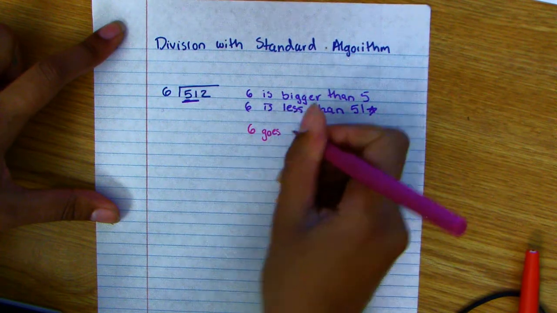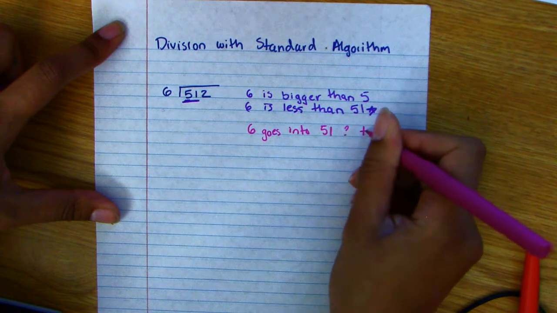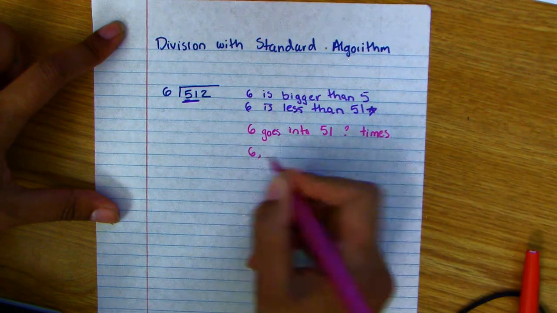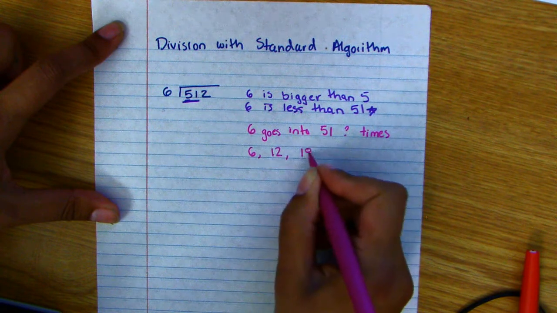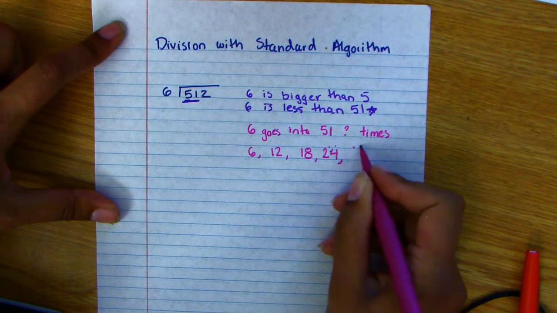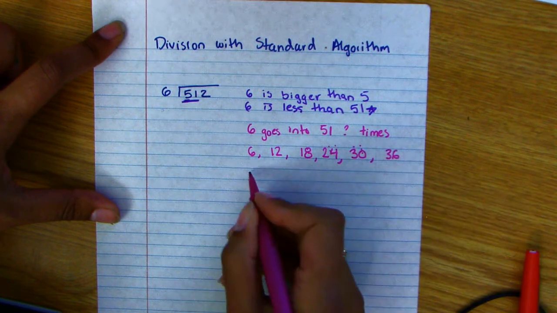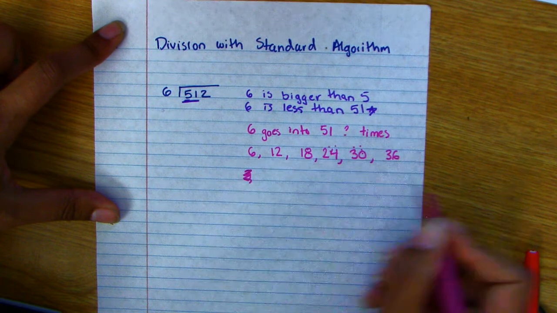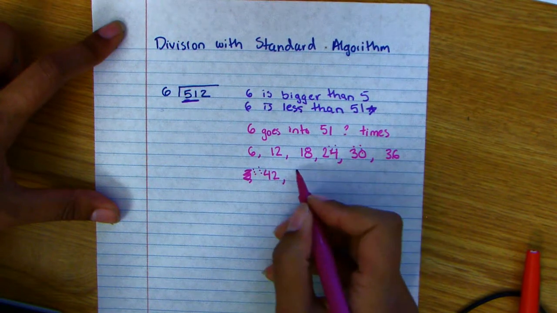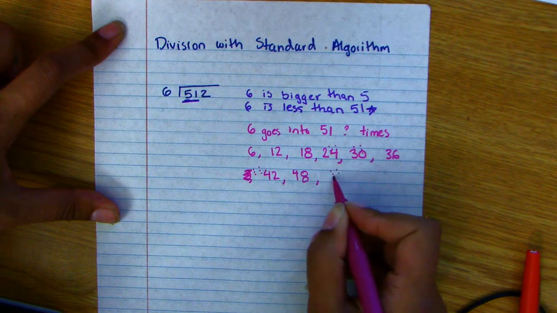So now I'm trying to figure out how many times 6 goes into 51. So 6 goes into 51 how many times? I'm just going to write out my multiples of 6. I know it's 6, 12, 18, 24, 30, 36, right? And then now I'm at 42. So I'm counting up because maybe I don't automatically just know all my multiples. That's totally fine. You can use this method where you're drawing the dots.